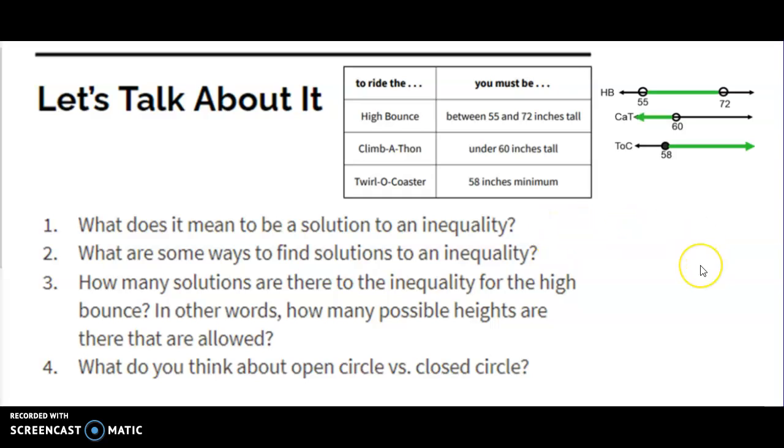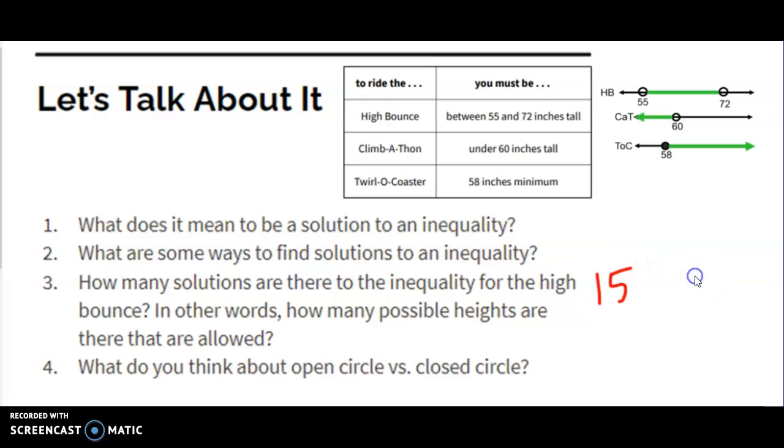What are some ways to find solutions to inequality? We can write them out. We can use the number lines to help solve, to actually see if the solutions will work. How many solutions are there to an inequality for the high bounce? Well, the high bounce is all the way between 55 and 72. And if you count all those numbers, 56 all the way up to 71, there are 15 solutions. How many possible heights are allowed?